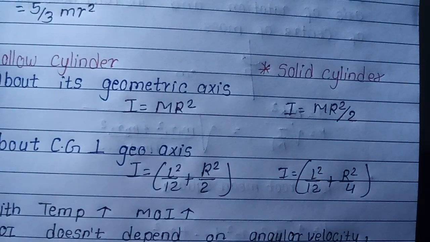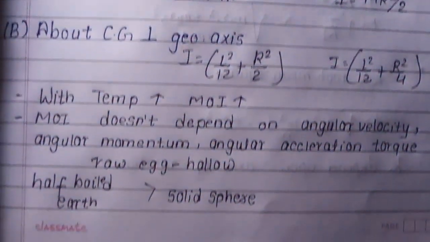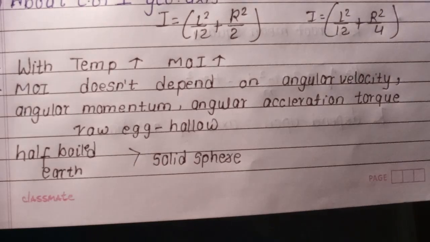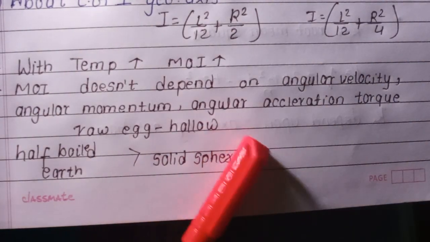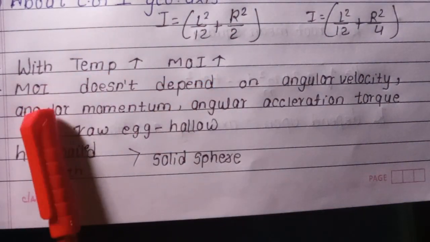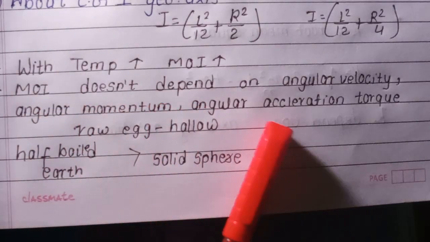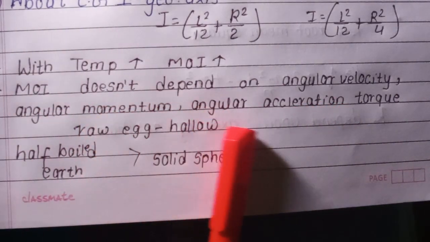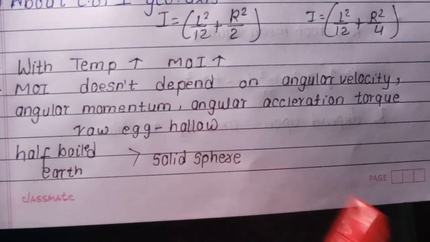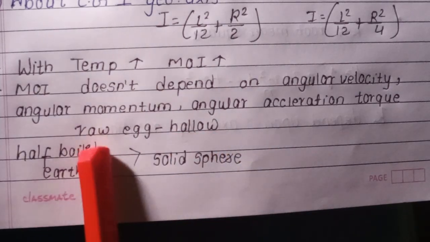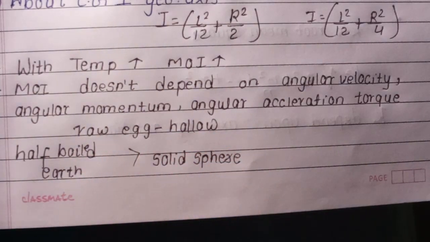And here is some more additional information about the moment of inertia. If the temperature increases, the moment of inertia also increases. Moment of inertia doesn't depend upon angular velocity, angular momentum, angular acceleration, or torque. A raw egg is hollow, a half-boiled egg, and the earth is a solid sphere.